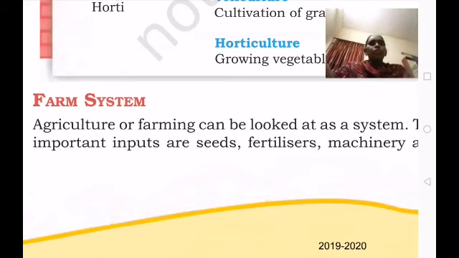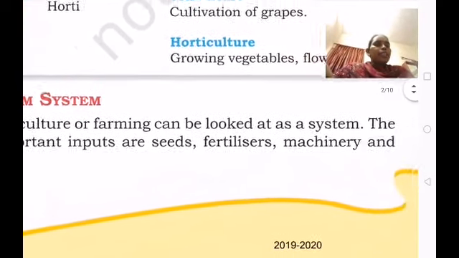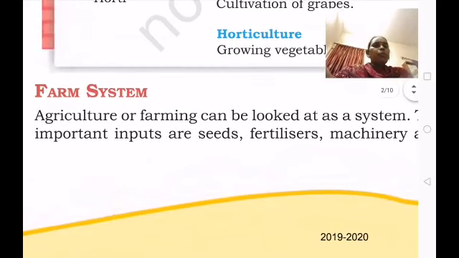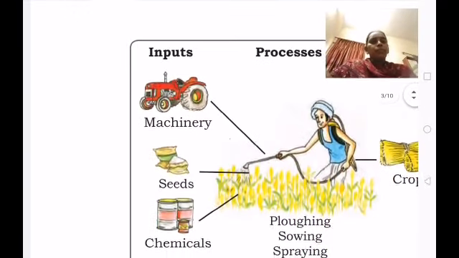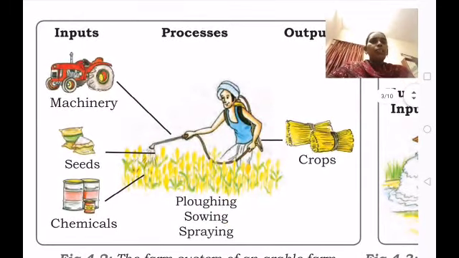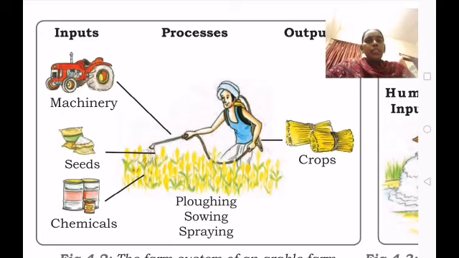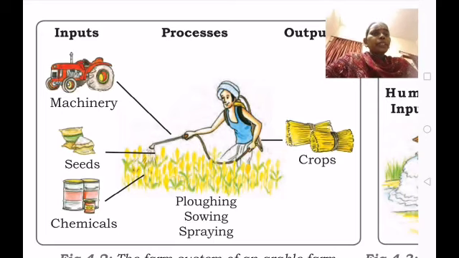The farming system: agriculture or rearing can be looked at as a system. The important inputs are seeds, fertilizers, and machinery. So children, what is mainly needed to grow crops? What are the inputs and outputs we have to use here? The machinery, the seeds, and chemicals they should use. With the process of sowing, spraying medicine, all taking place, only then will they get the output properly.